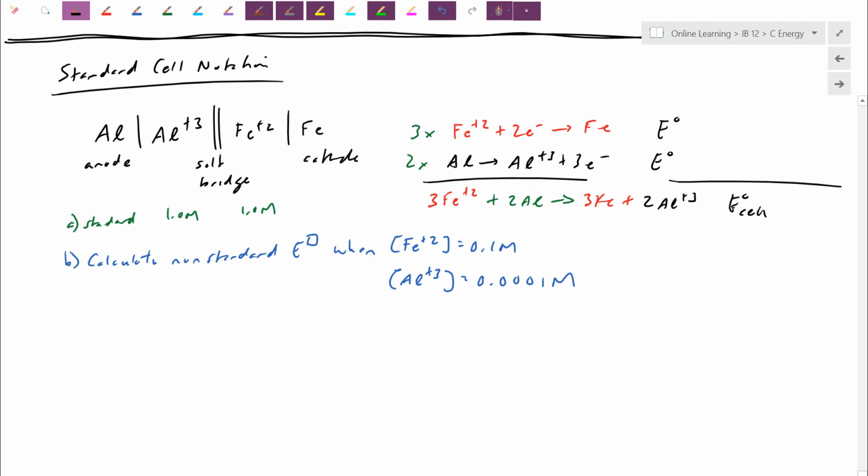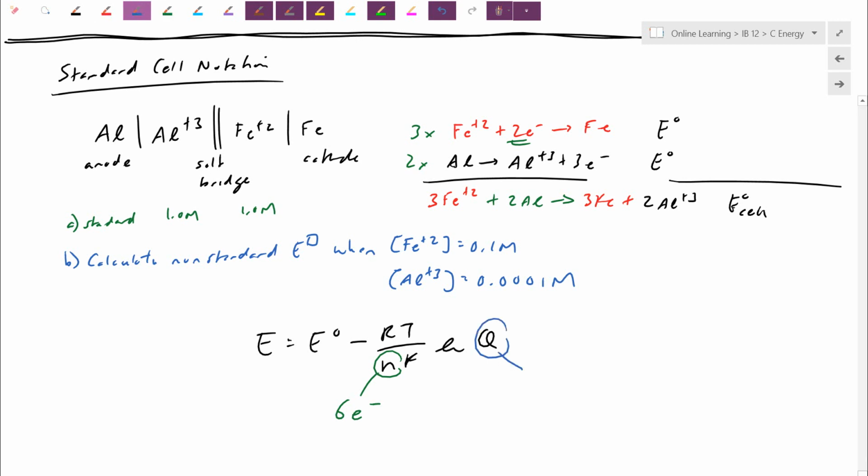In the balanced equation, I would have multiplied this equation by 6. When I use the Nernst equation, E is equal to E naught minus RT over NF ln of Q, the N is actually going to be 6 electrons, because in the balanced equation we're transferring 6 electrons. You have all the other values here. Be careful when you're doing this Q. This Q is supposed to be products over reactants.